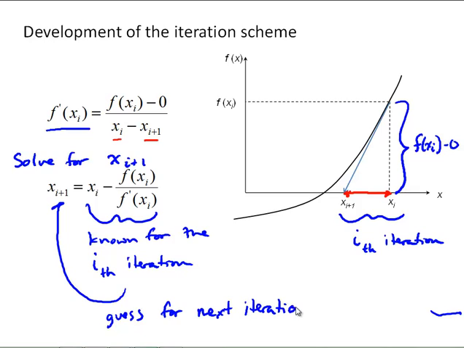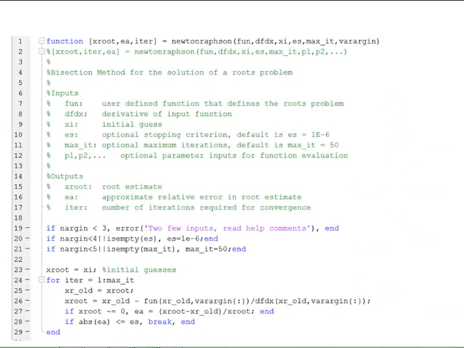And just like bisection, we'll keep doing this over and over again until the scheme converges, and we know that it converges when the absolute value of the approximate relative error is less than or equal to the stopping criterion. So let's look at a Matlab function to implement this.